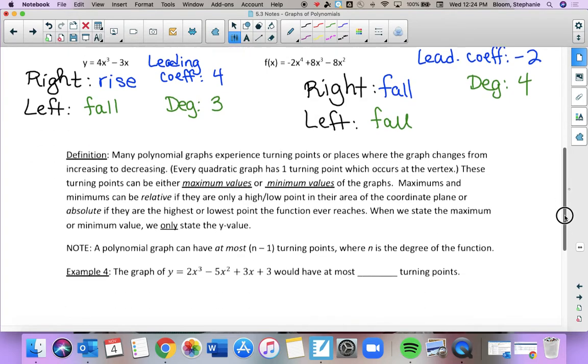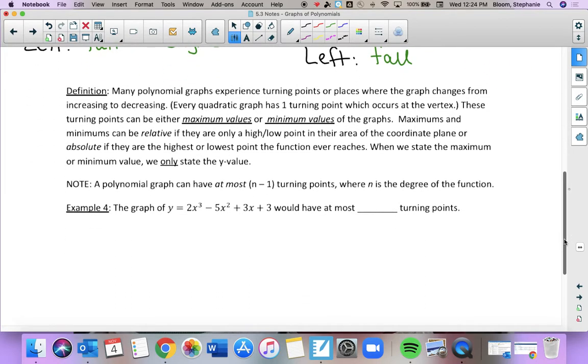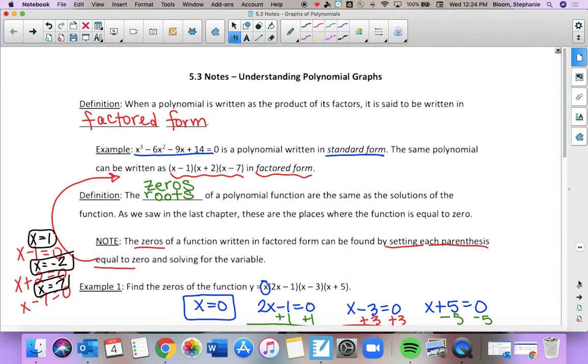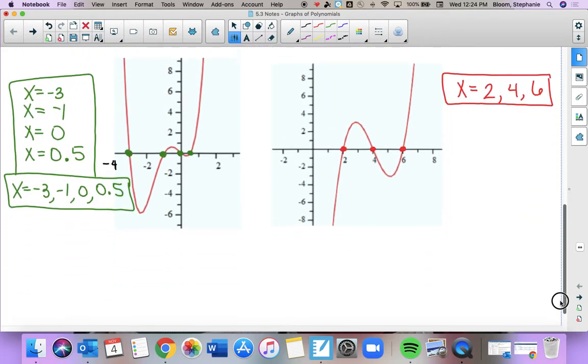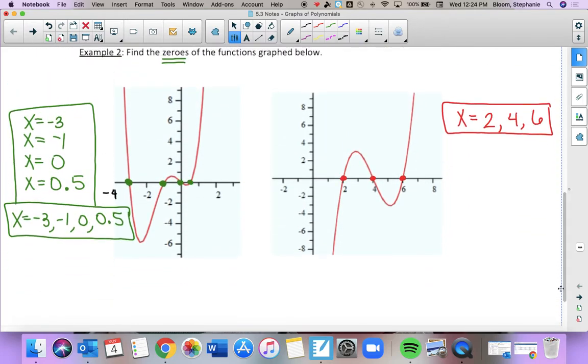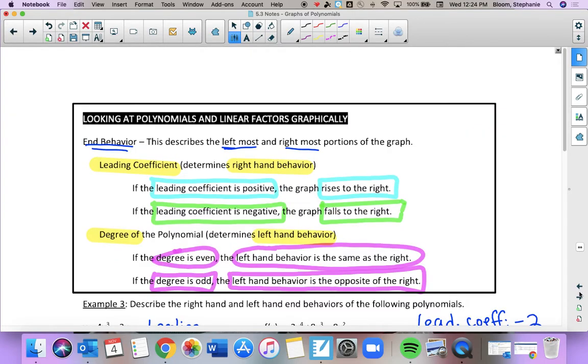Okay, so here's some information in here. We're going to pull some stuff out, so get ready to highlight, underline, whatever. So here's what we have. Many polynomial graphs experience turning points, or places where the graph is going to change from increasing to decreasing. So for example, back to the beginning. Do we see here the graph was going down? All of a sudden it's changing, it's going up. Then it goes back down. Does everybody see what's happening? So these polynomials are constantly turning and having these turning points.